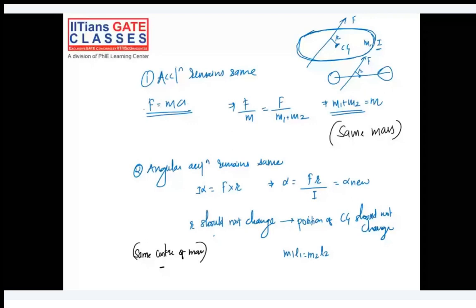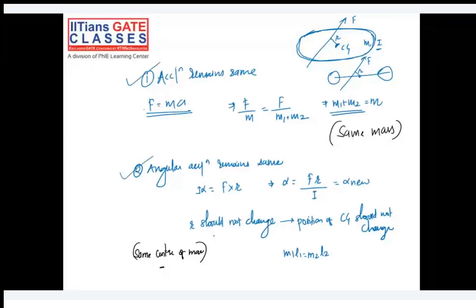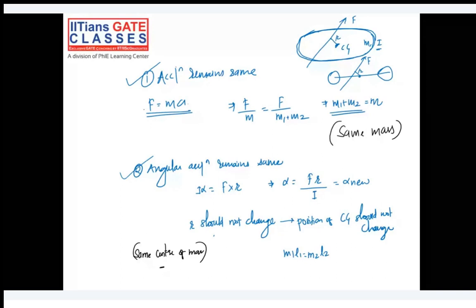The second one is that angular acceleration should remain the same. This force will create a moment of F times r in one direction. So I alpha will be the inertia force in the opposite direction. If Fr is clockwise, for example, then I alpha will be counterclockwise. So I alpha is equal to Fr, as I already wrote here. From this I can say alpha is equal to Fr by I.